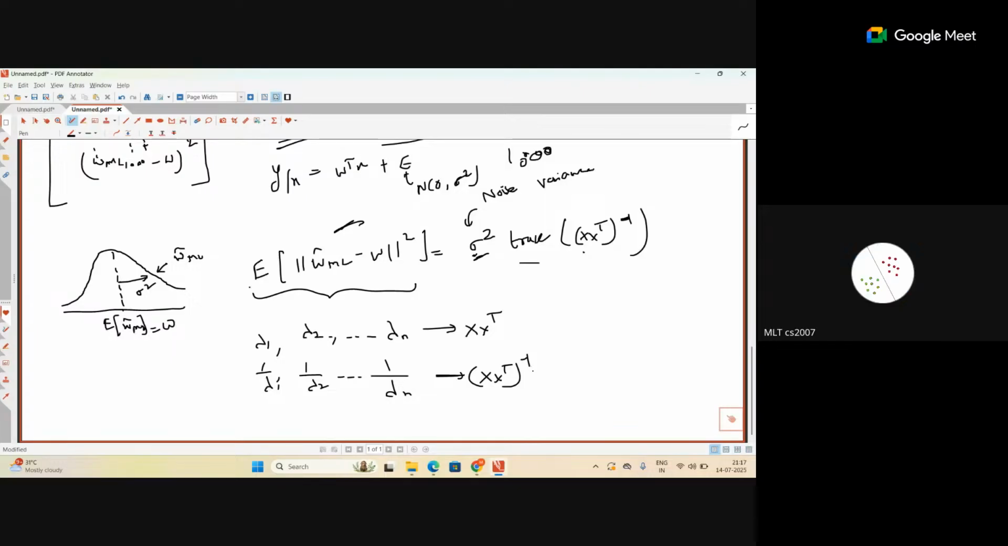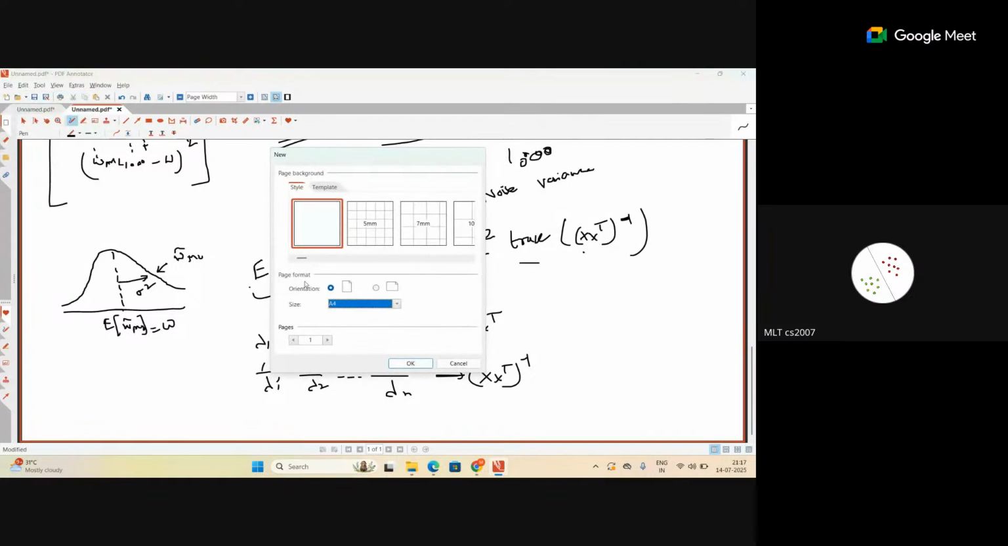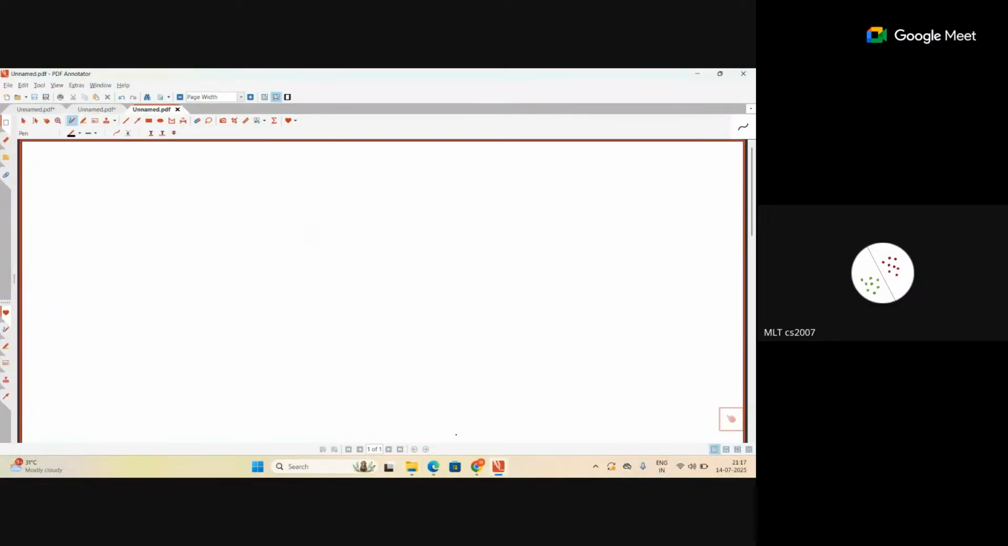Now, can I call it MSE here for simplification? I'll say that it is MSE. But don't confuse this MSE with that other MSE which we talked about previously, which is the difference between the true label and the predicted label, right? I hope that is fine. Now, can I say that it is the mean squared error of w hat ML, and that is equal to sigma square into the trace of X X transpose inverse?